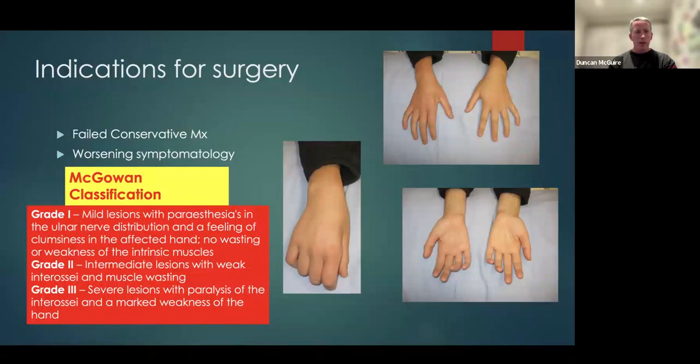For me, definitely a grade 3 McGowan classification needs surgery. As soon as there's wasting and weakness, then I think you should operate. So probably the grade 2Bs should have surgery as well.